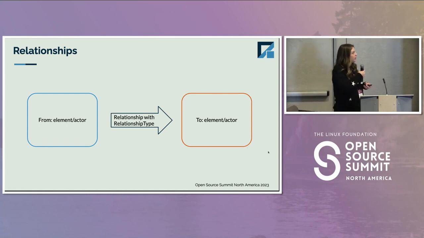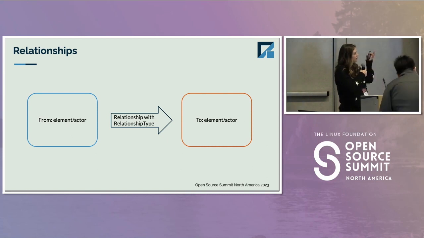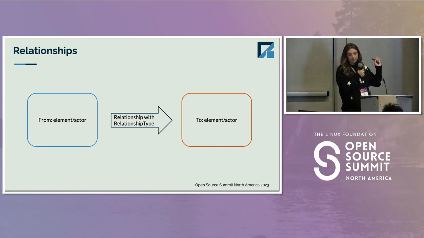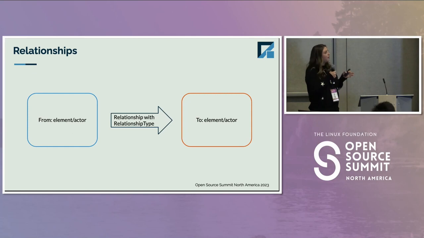so the security profile uses relationships just like you would in core. So from an element, there's gonna be some type of relationship with a relationship type to another element. And especially in the security profile, this could be an actor of some sort. And we'll go over that.